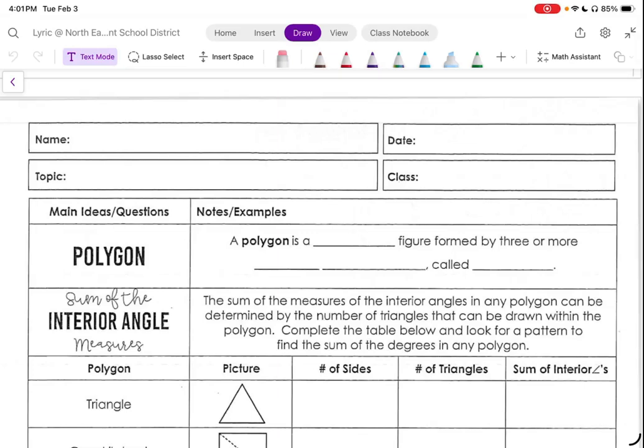About polygons today, starting our unit with some information about polygons. So from the first section, it says a polygon is a closed figure formed by three or more line segments, which we call sides. And as a reminder, line segments start at a point and end at a point.